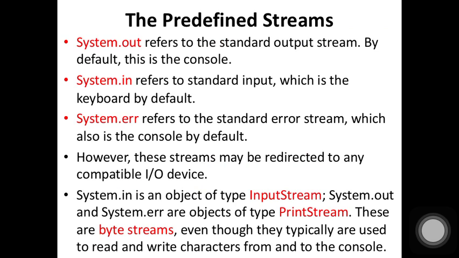System.out refers to the standard output stream, by default the console monitor. System.in refers to the standard input, that is by default the keyboard, and System.err. Whenever something happens in the system, it usually shows certain error messages on the screen, like file not found or variable not found. Such messages are usually shown by the system automatically, and that is done with the help of System.err. System.err also uses the console by default. And here System.in is an object of InputStream, and System.out and System.err are objects of PrintStream classes.